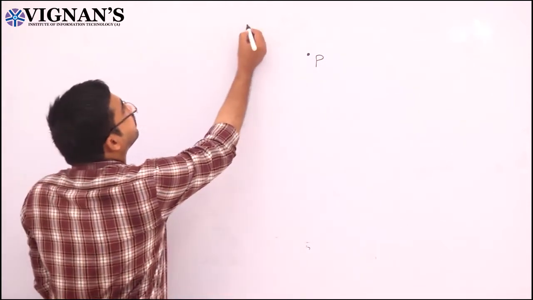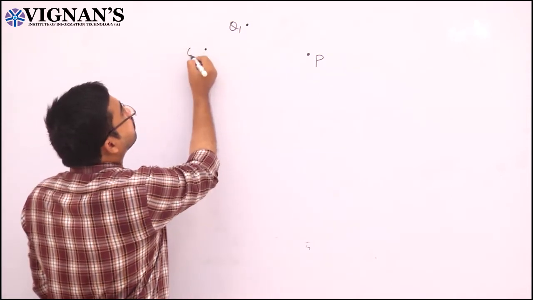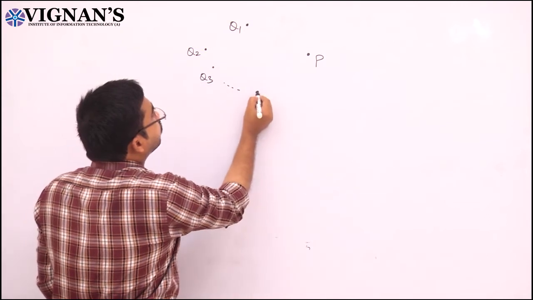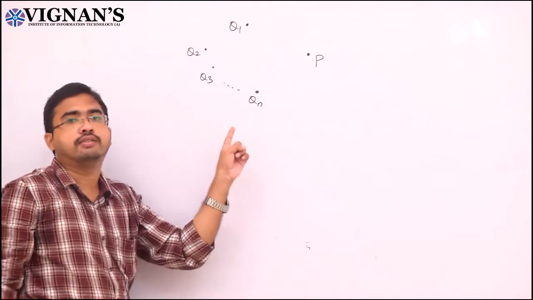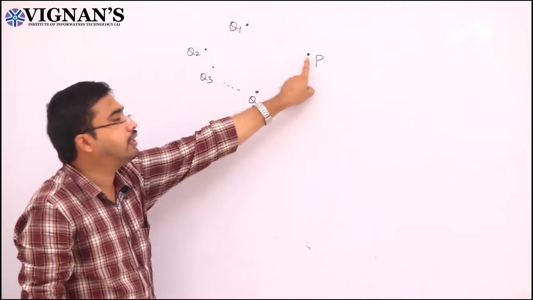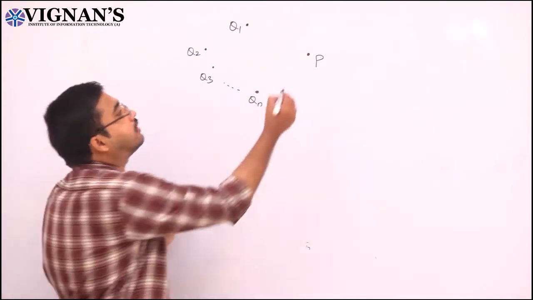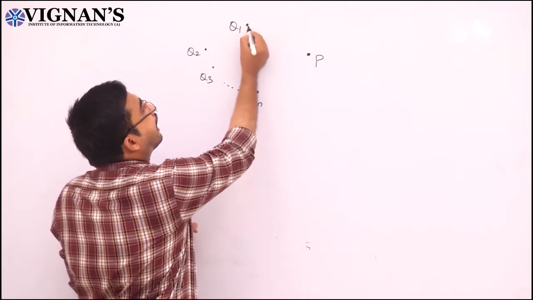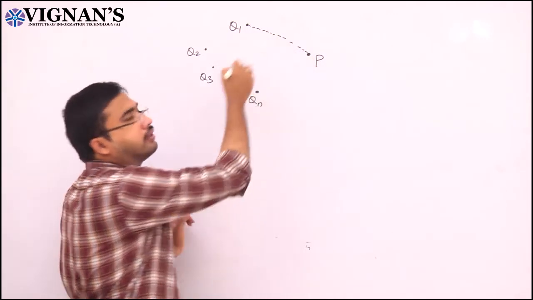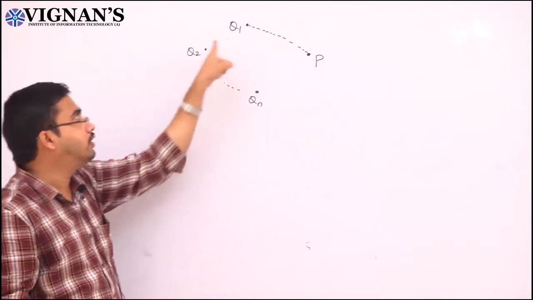In space, there will be a number of charges distributed randomly. There may be charges Q1, Q2, Q3, and so on up to Qm present in space. Due to each charge, there will be a separate electric field intensity acting on this point P. That means at this point P, you will have electric field intensity due to Q1. At this point P, you will also have electric field intensity due to Q2.